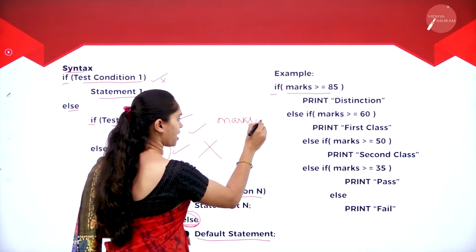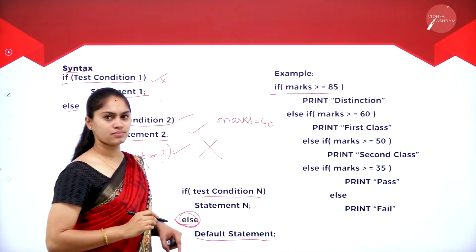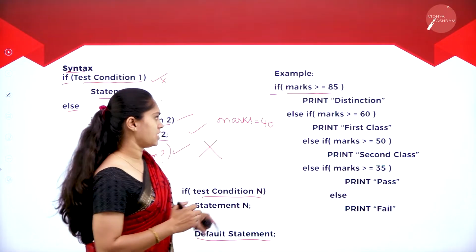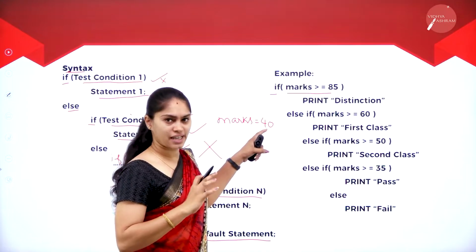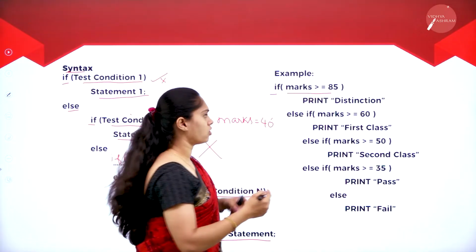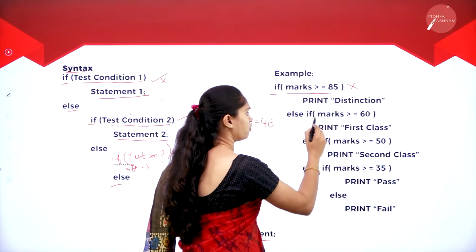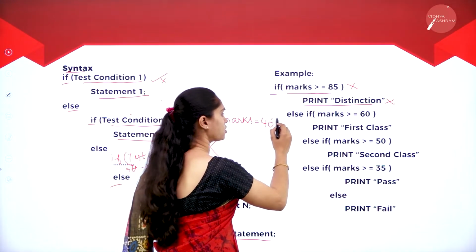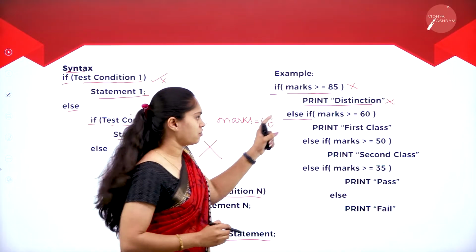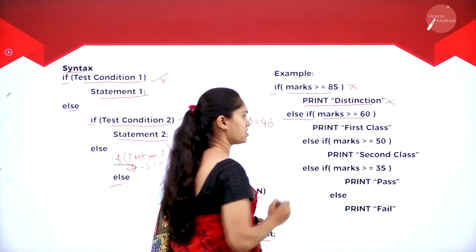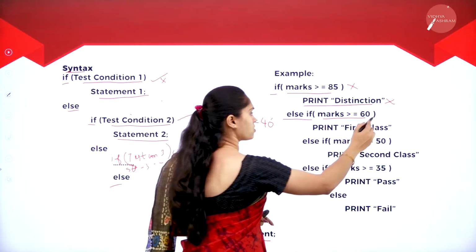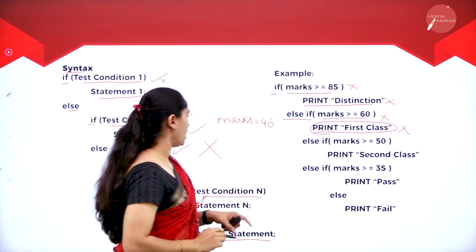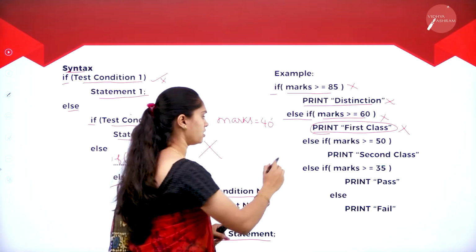I am going to give the marks as 40. What is the marks value that I am taking? I am taking 40. So is 40 greater than or equal to 85? No. So this condition becomes false, and this will not execute. Then it will come to the next test condition. Else if marks is greater than or equal to 60, again it is no. So this is also not going to execute. Again I will come for the next condition.